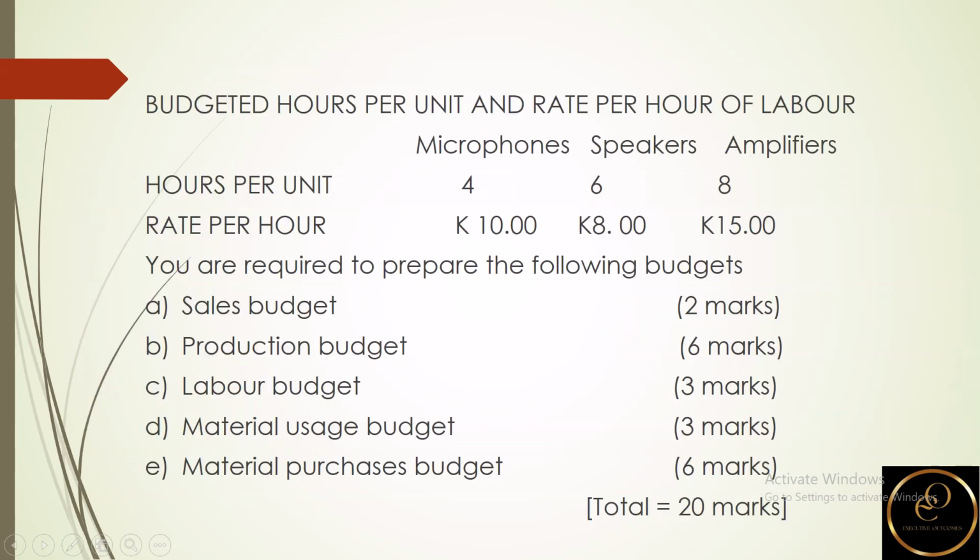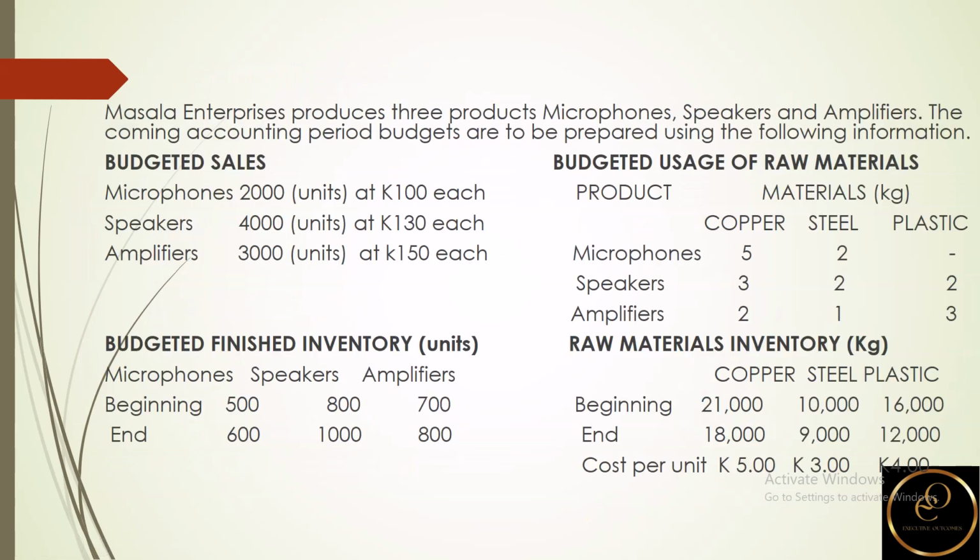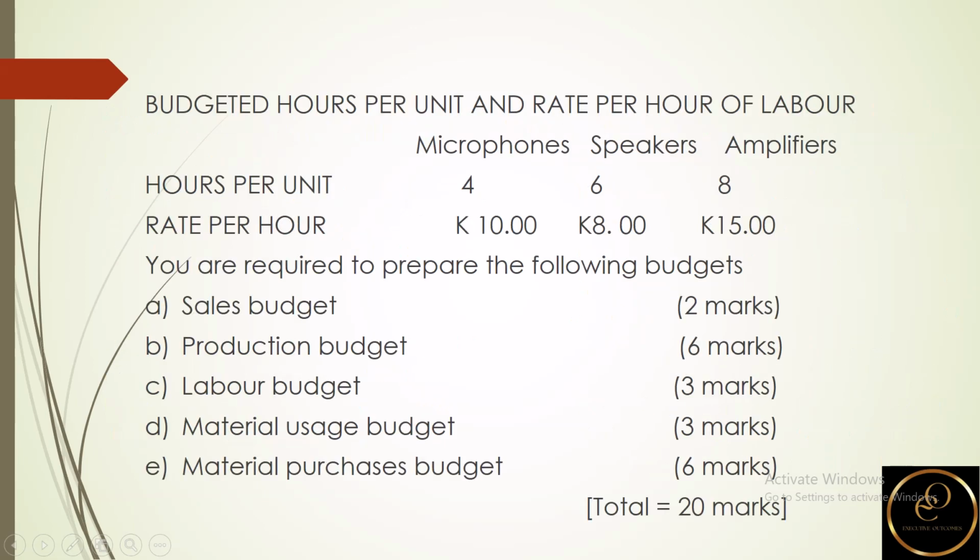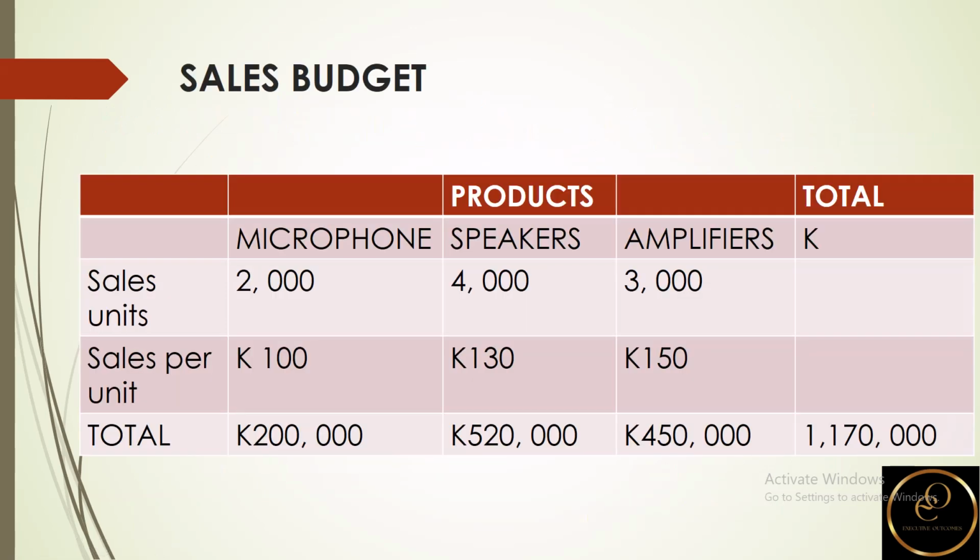Then you just go back and find out what is the selling price per unit. So you look at this particular case. For microphone it is 100 kwacha each, speakers 130, amplifiers 150. So you come to the budget which you have prepared. So sales per unit 100 kwacha for microphone. Speakers, it is 130 Zambian kwacha. Amplifiers 150 Zambian kwacha. So that's what we have. Okay, so this is the sales per unit.